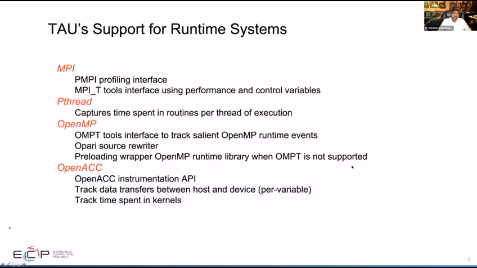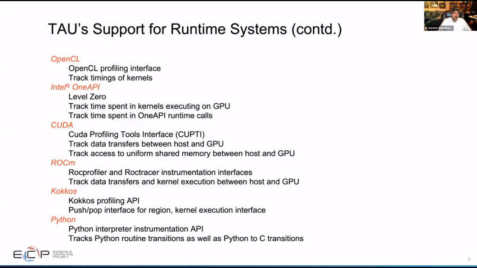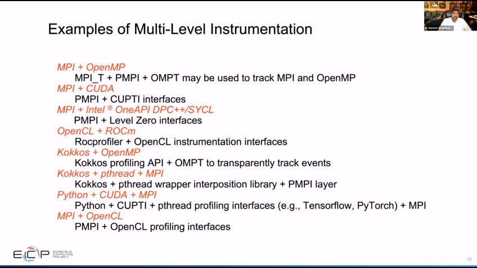So there's a large number of runtimes that Tau supports. It supports MPI, pthread, OpenMP, even OpenACC, and other runtimes, including CUDA and Kokkos and Python. You can also mix and match these runtimes like MPI with OpenMP or Kokkos with pthread with MPI or Python with CUDA and MPI. And you can measure the performance of your AI and ML workloads, including TensorFlow, PyTorch, and Horovod, which may use MPI.